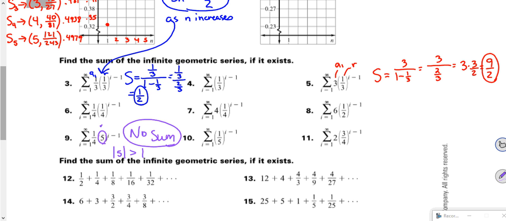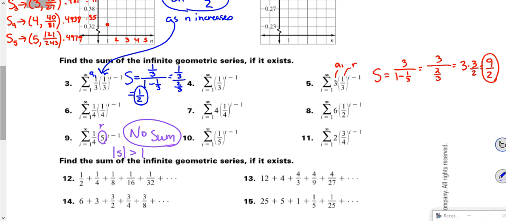Remember, that would be my R, right? My R would be a 5. In order for us to use that infinite sum formula, we've got to have the absolute value of R be less than 1. And obviously 5 does not fit the bill there. Okay, let's do one more.